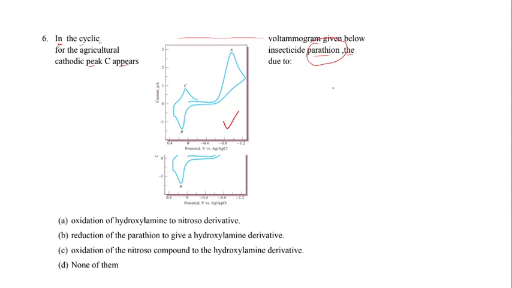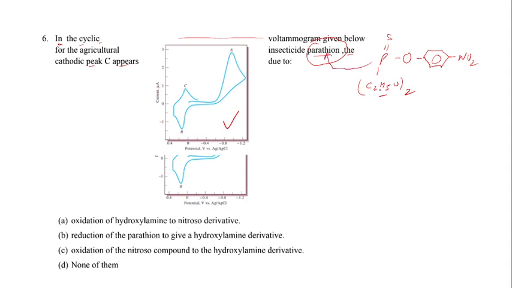First of all, let me draw the structure of this molecule. One nitro group is there, then the thio group, then C2H5O, and these are the two groups. So 2, 4, 5, and the valency of 5 of phosphorus is satisfied here. So this is the molecule known as parathion.